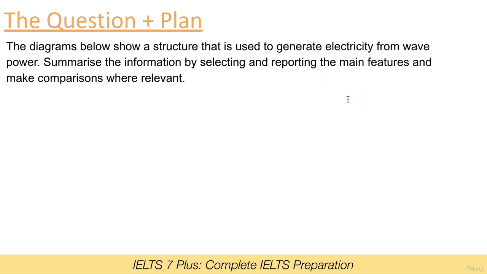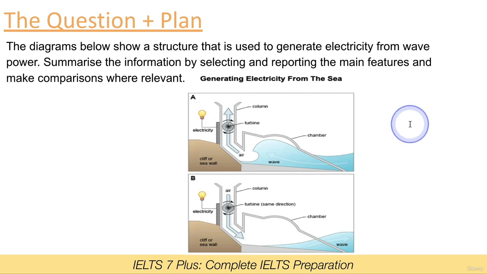Okay, let's bring in the diagram. Here we go. Right, so we have the first diagram, diagram A. And we can see the wave going into the chamber. And that creates air pressure going upwards out of the column, which then in turn spins this turbine connected to a light bulb. This structure here turns wave energy into energy that we can utilize for a light bulb.